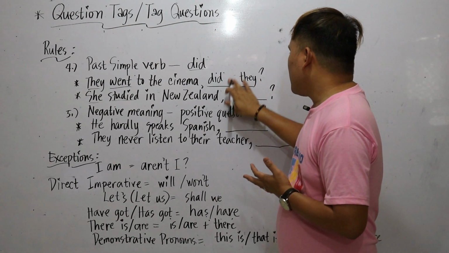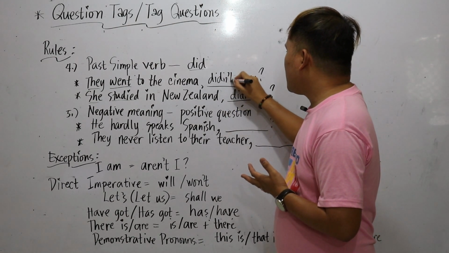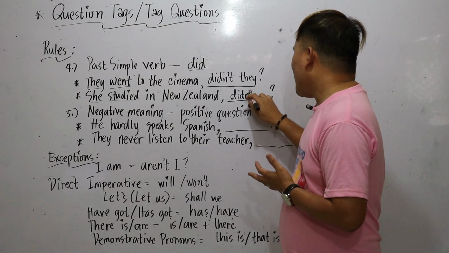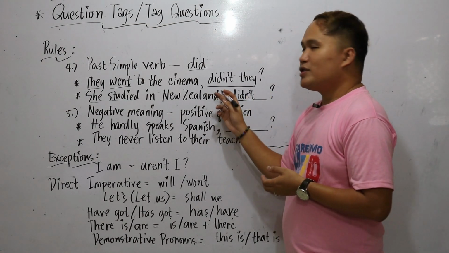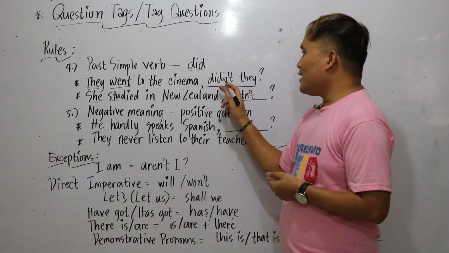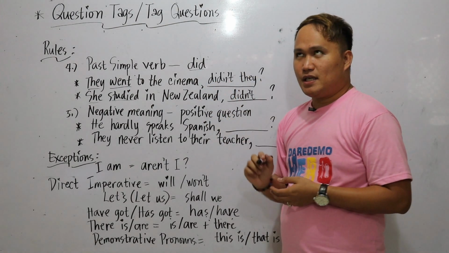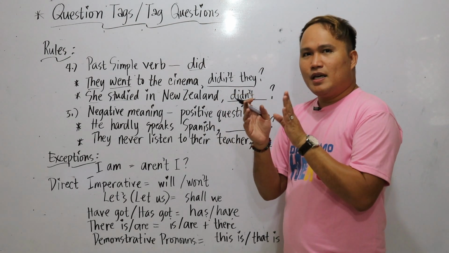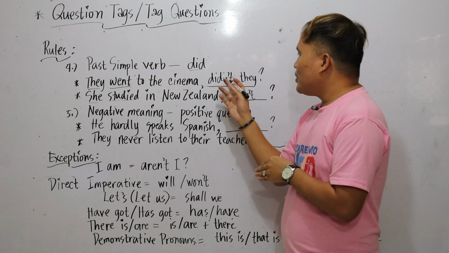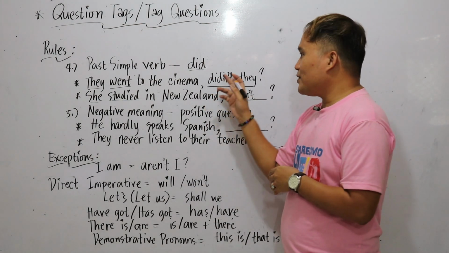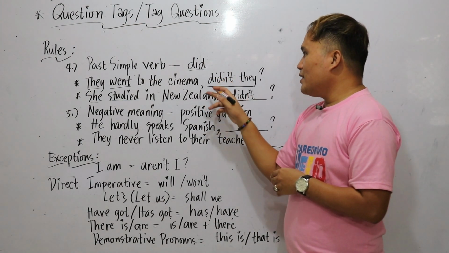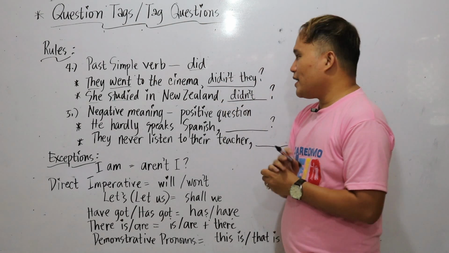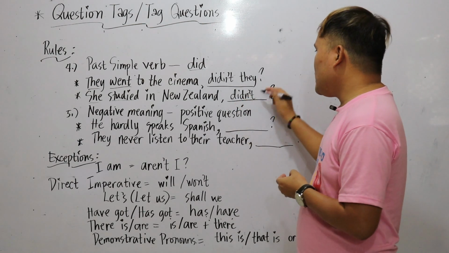Oh, sorry. It should be like this: didn't they? So always remember, the contraction of did not should be did, then the letter N, and then apostrophe T. Sometimes I put the apostrophe the wrong way, between D and N, but it should be in between N and T. Did-n-apostrophe-t, that's the contraction of did not. So we have didn't she?